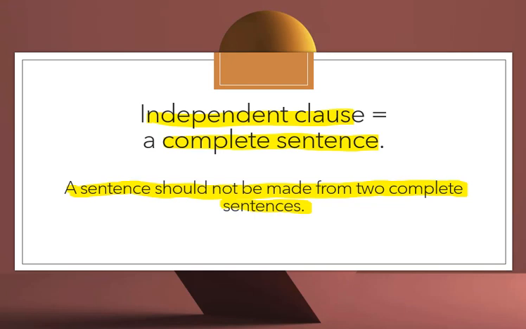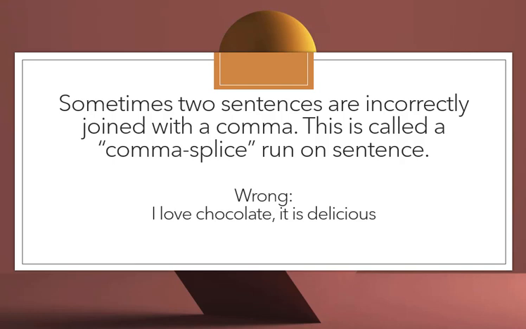All right, a sentence is a sentence. If you've got two sentences, they shouldn't be joined together. They should be separated. So, what does this look like? Sometimes two sentences are incorrectly joined with a comma. This is called a comma-splice run-on sentence. And this is your kind of classic example.